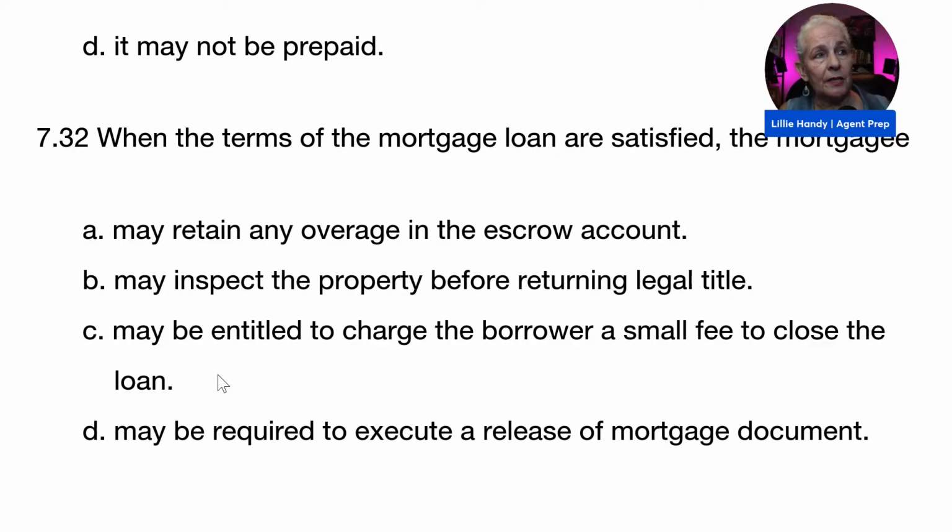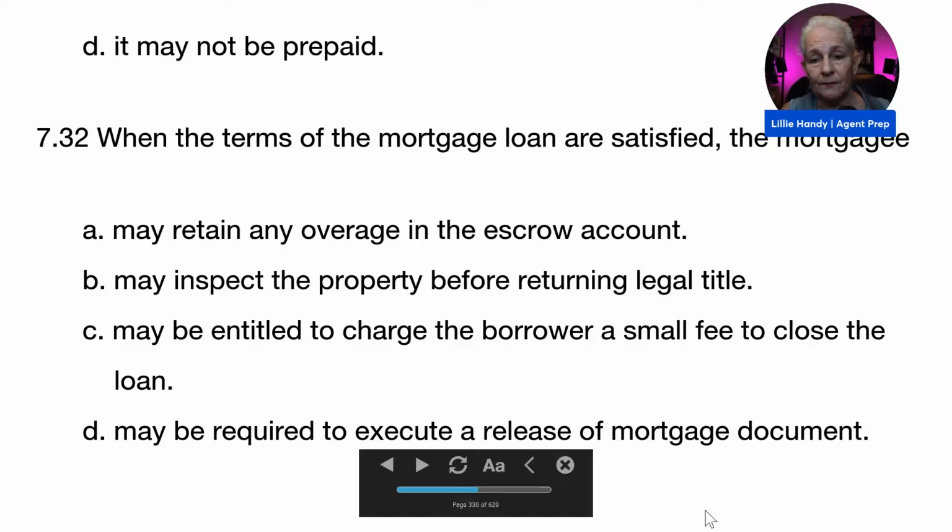But that's if. The question says when the terms of the mortgage loan are satisfied. The terms of the mortgage loan are satisfied, so it's all paid off. Everything is paid off. There's a zero balance. Then the mortgagee may be required to execute a release of mortgage document. 732D.